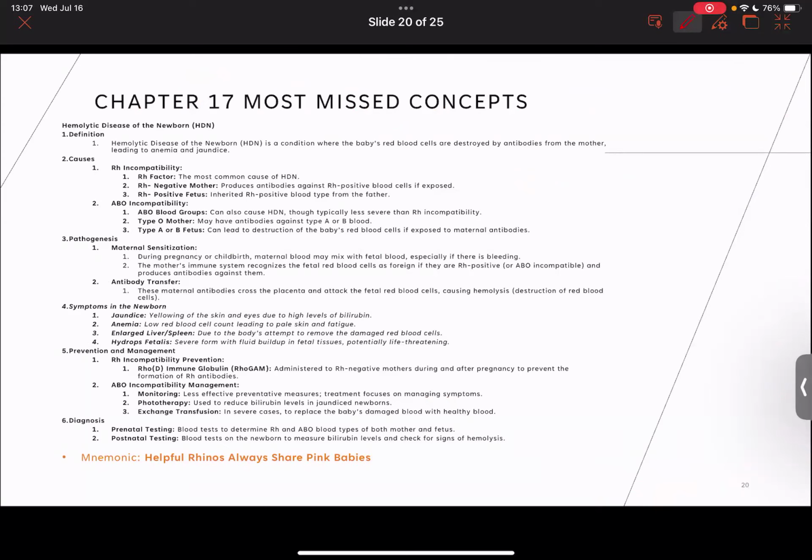All right. Next is hemolytic disease of the newborn. This always happens in Rh negative mothers. We do not see this in Rh positive mothers. If an Rh positive mother has a baby that is Rh negative, that doesn't look weird to an Rh positive mother, but to an Rh negative mother, an Rh positive baby looks weird. And that's where this issue is going to be coming from.